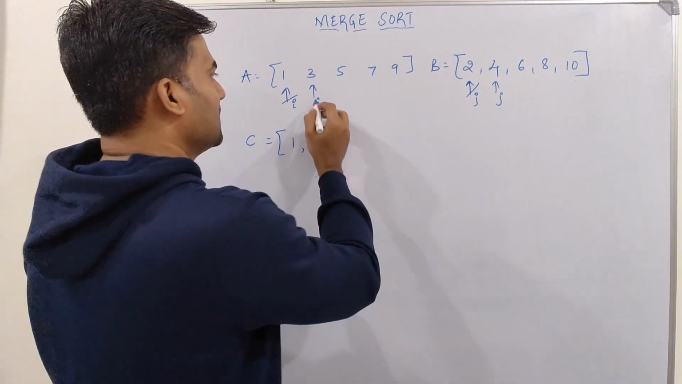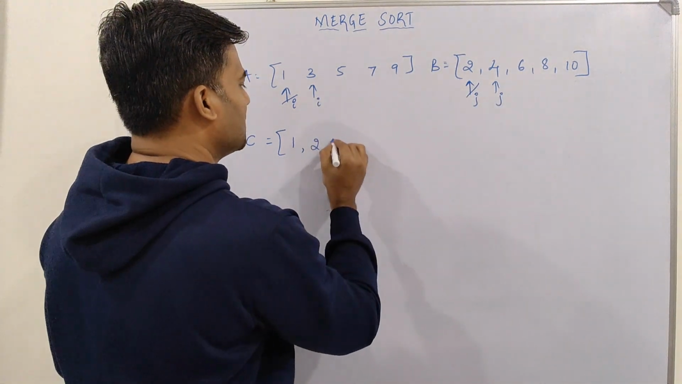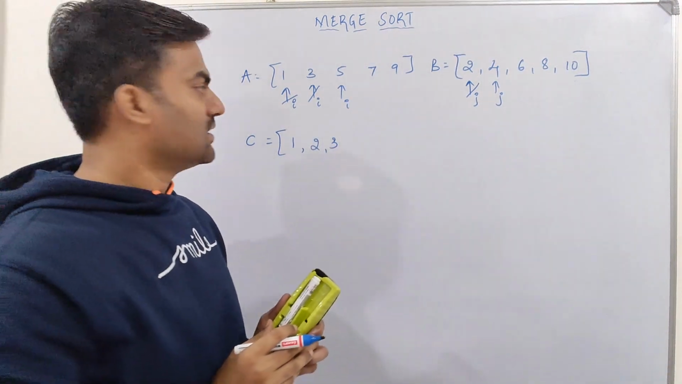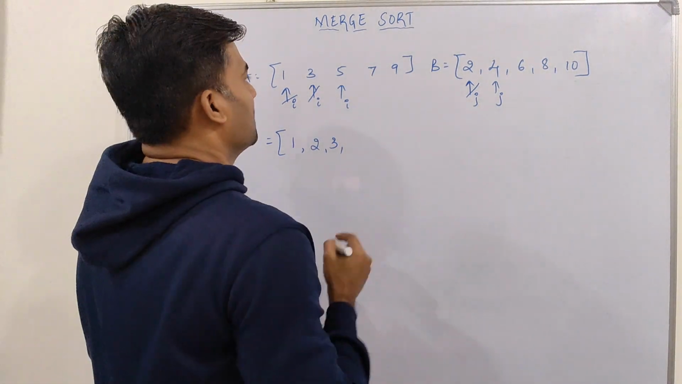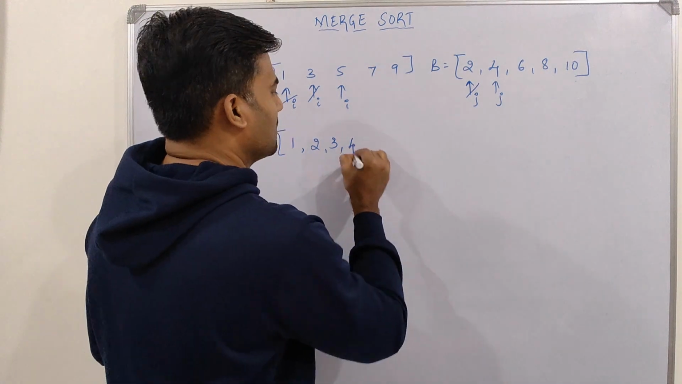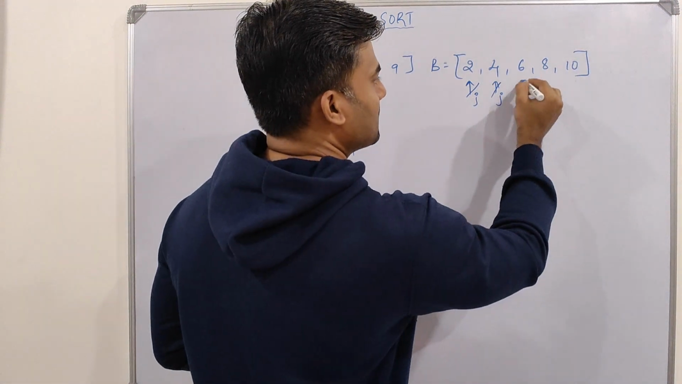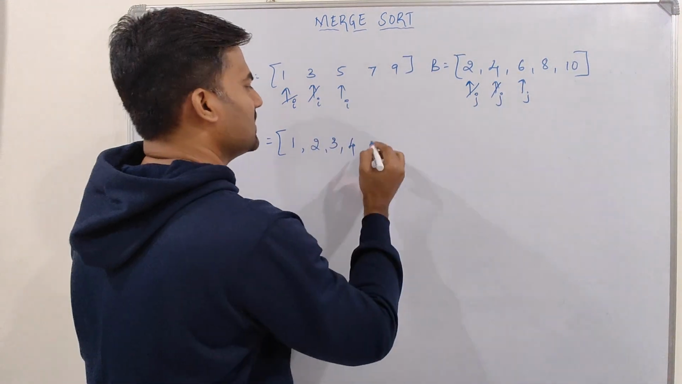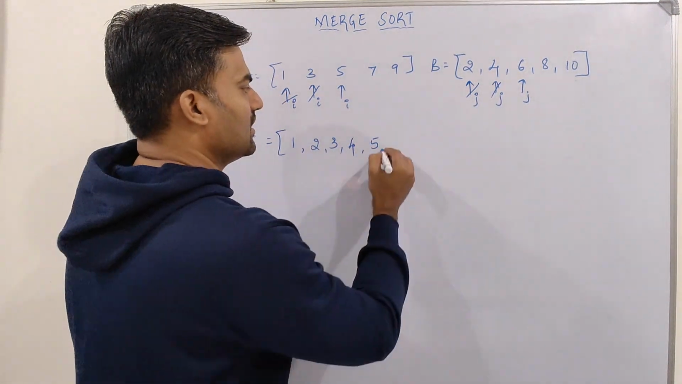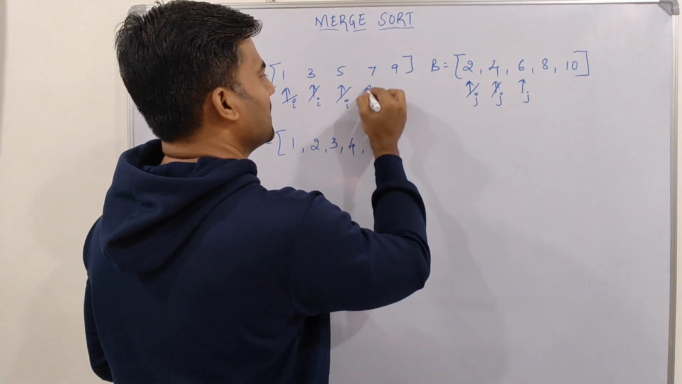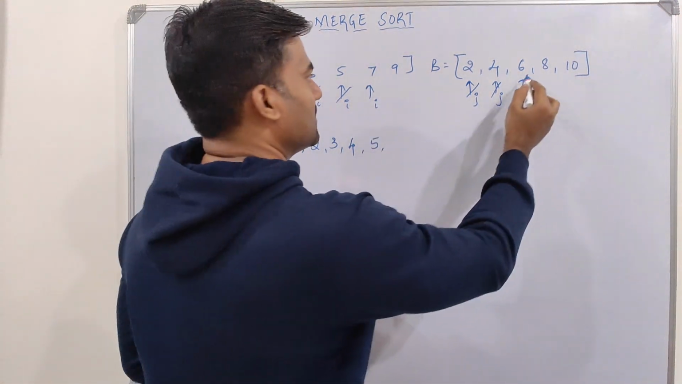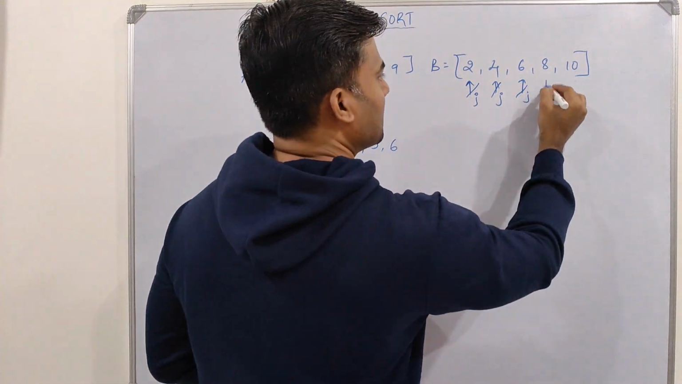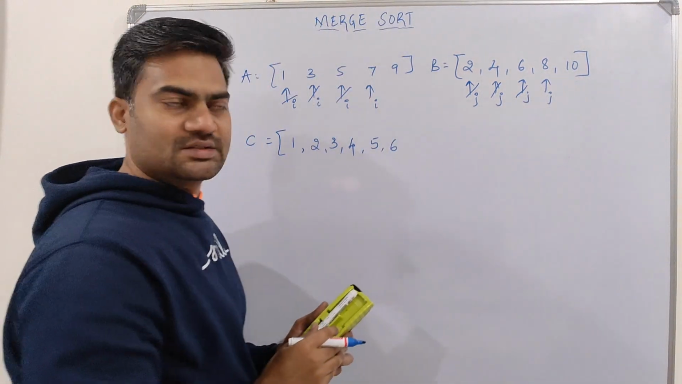I'll keep doing this. Now out of these two, this is smaller. I'll pick this and increment this pointer. Next 4, so j gets incremented. Now out of these two, 5 is smaller, so I'll take 5 and increment the I pointer. Next, out of 7 and 6, 6 is smaller, so I'll take 6 and increment my j.